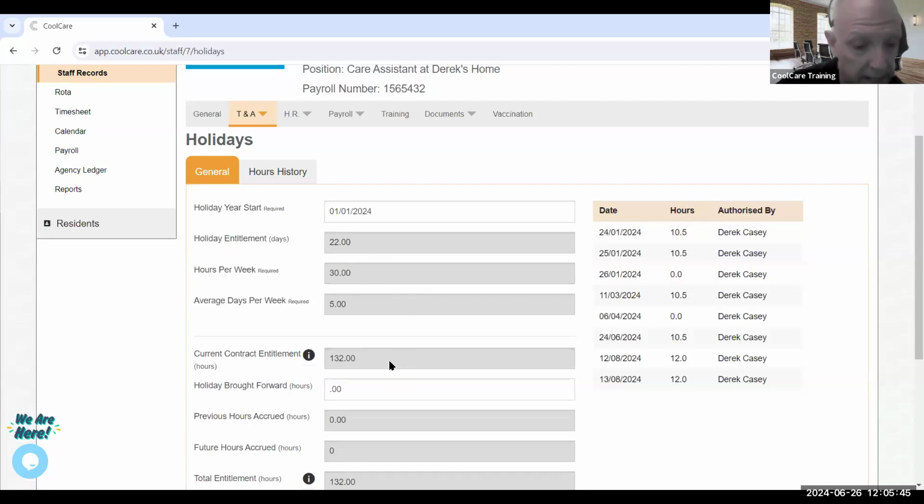Just bear with me for 1 second. I just realized my screen is very light. There we go, a little bit brighter.